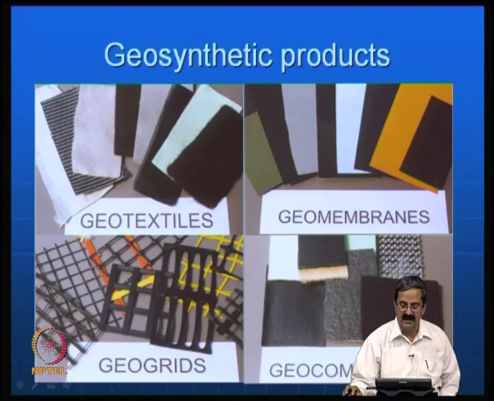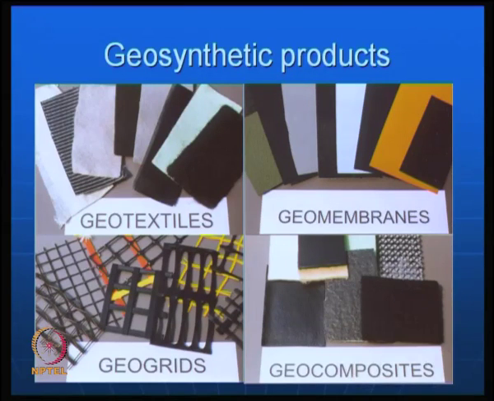Then geocomposites, where you combine two functions, like reinforcement and drainage, because the soil is poor in drainage and you also want reinforcement. So, put a geocomposite, and it can help in both drainage and reinforcement. So, you have geosynthetic products that can be very useful in ground improvement.